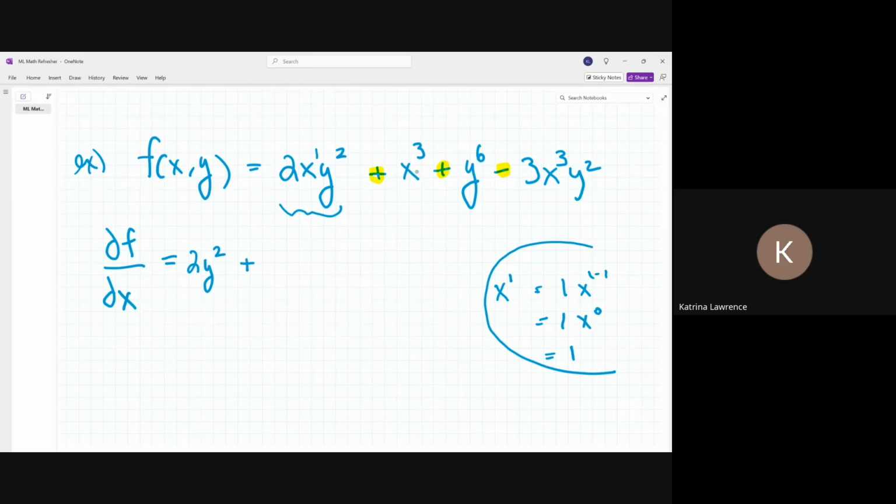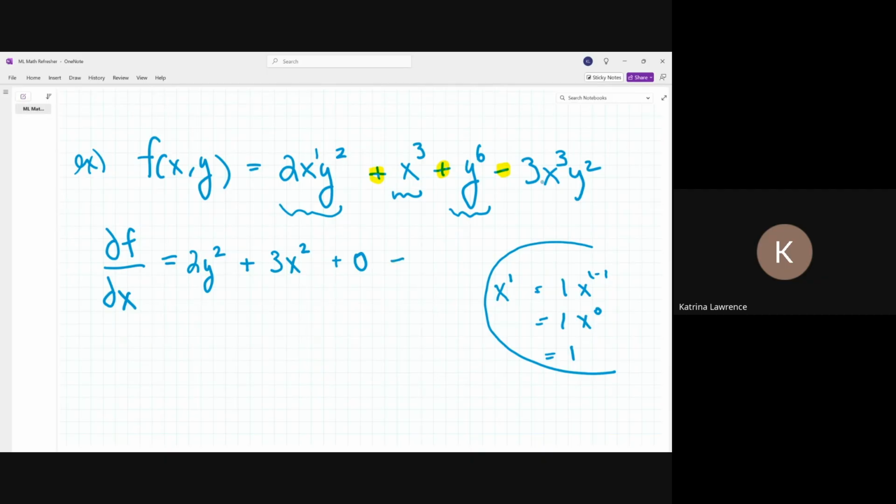And now for this term over here, there's no terms of y, so we're just doing power rule with x as normal. So we've got 3x squared. And then what about this term over here? y to the power of 6. Well, we're differentiating with respect to x. So since y is treated as a constant, the derivative of a constant is 0. So that value is 0.